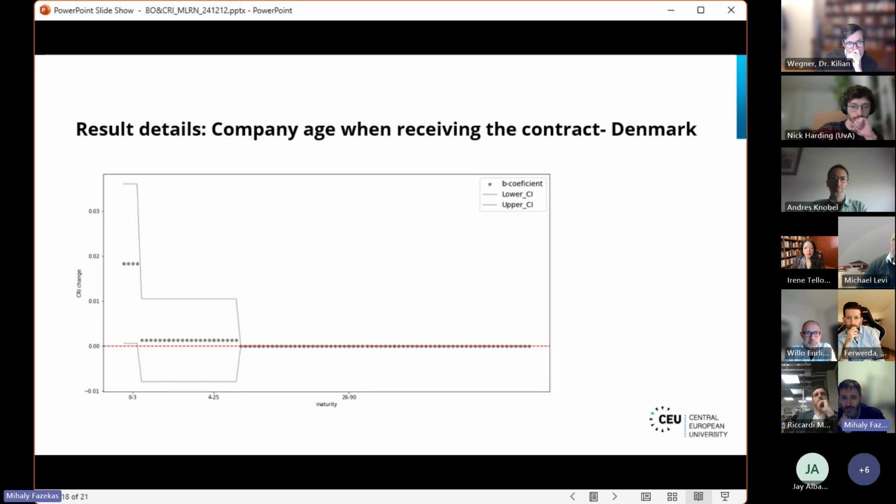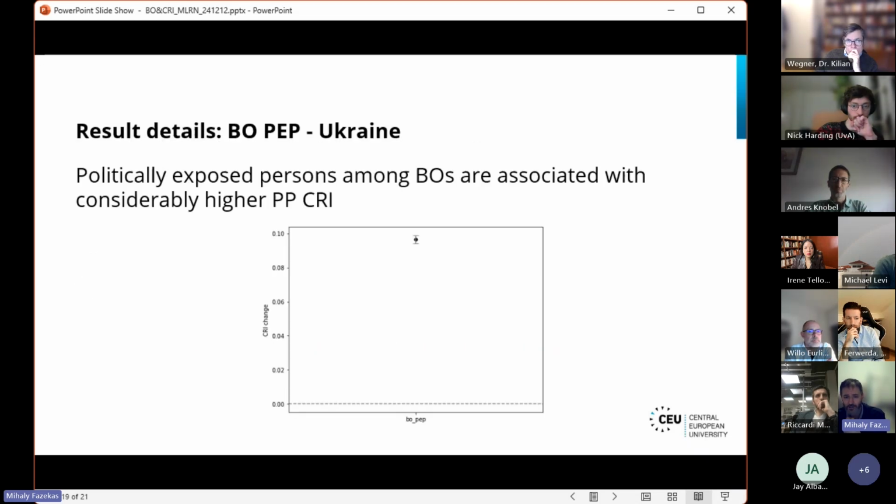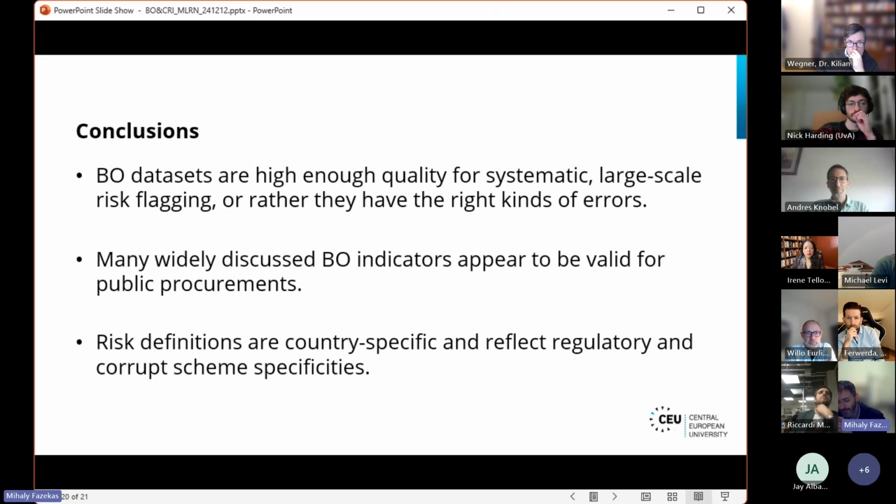There were some results on already validated indicators, like very young companies have been shown by many papers to be risky in public procurement. So this is reconfirmed with Danish data, and politically exposed persons, where we could have this from other sources also, have higher levels of risk in Ukraine. So just quickly summarizing some of the main findings.